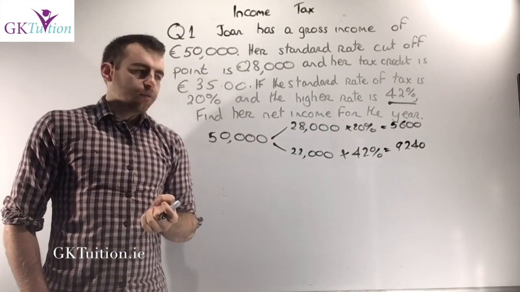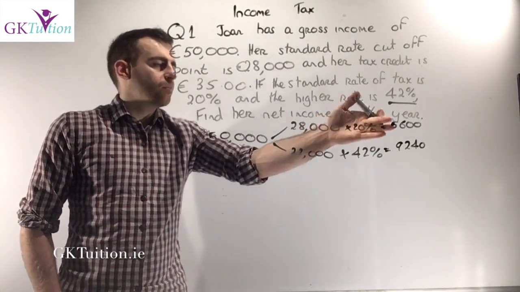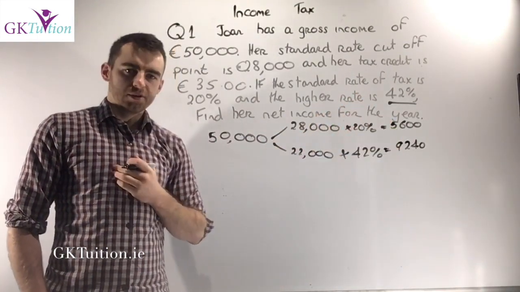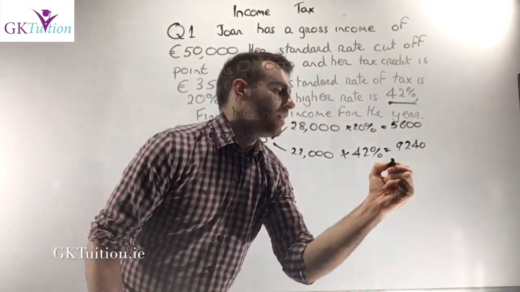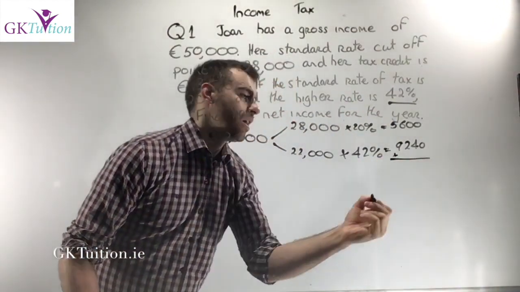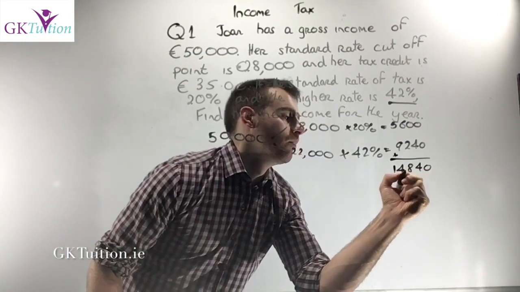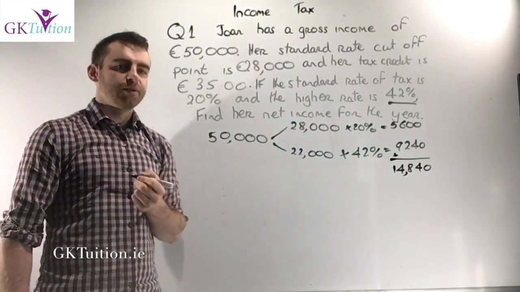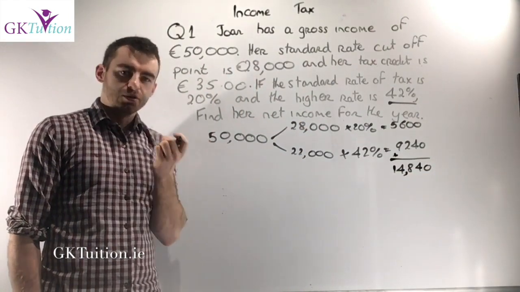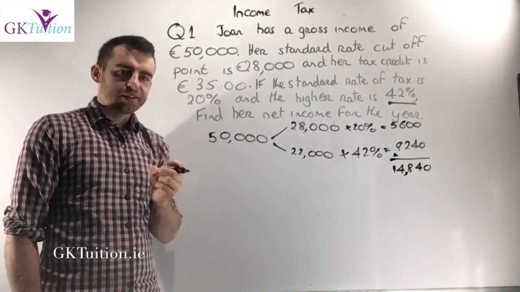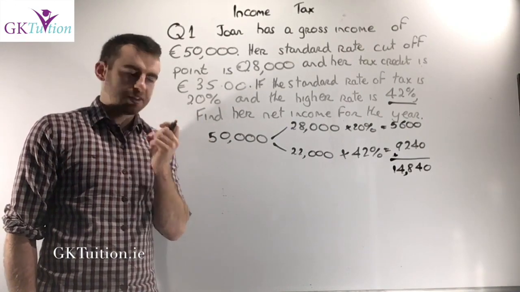What I need to do now is add up the 5,600 and the 9,240. If I add these two different rates of tax, I'm going to end up with €14,840. So the amount of tax that she would have to pay there is €14,840. Now this is called the gross tax.